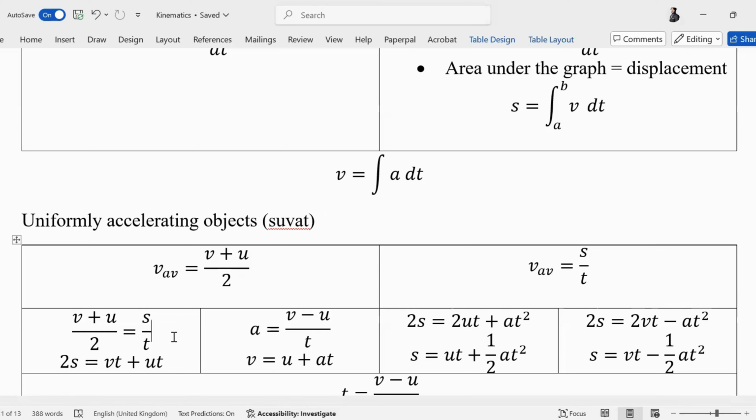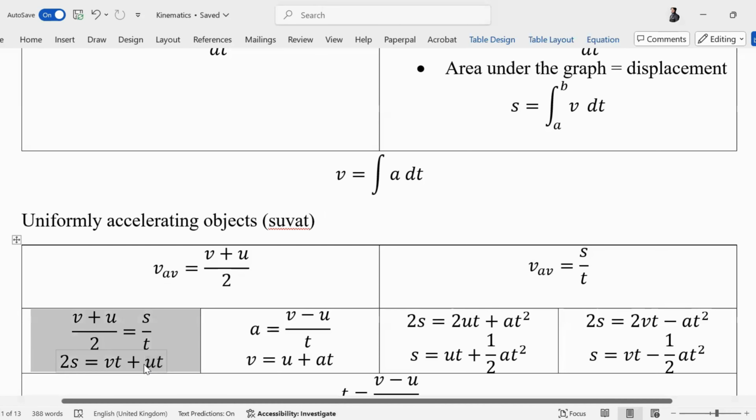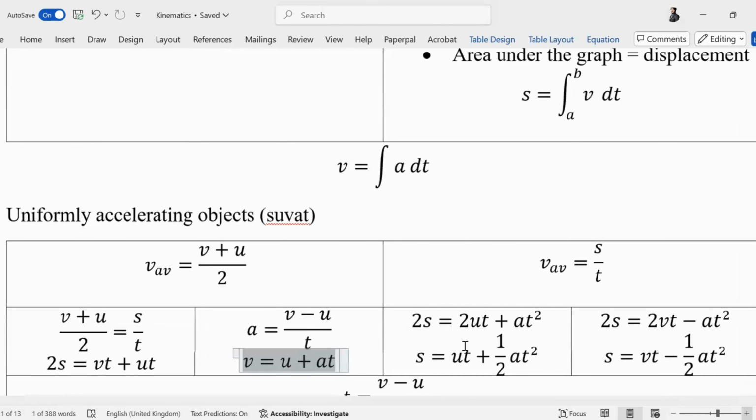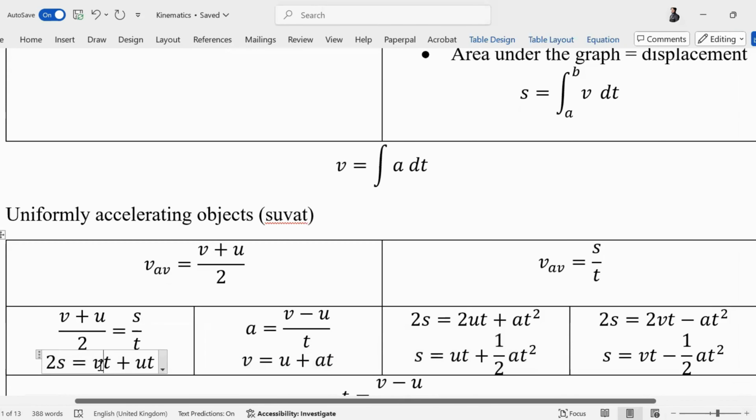सब करेंगे इसको. We will vary it every way. What variable is absent from this equation? Acceleration. Yes, so this is an equation without acceleration. Acceleration is v minus u upon t, which is the gradient of the graph, right? इसको change करते हैं, v is equal to u plus at. Which variable is missing from this equation? s is missing from this one. So we have two equations, one without a and one without s.